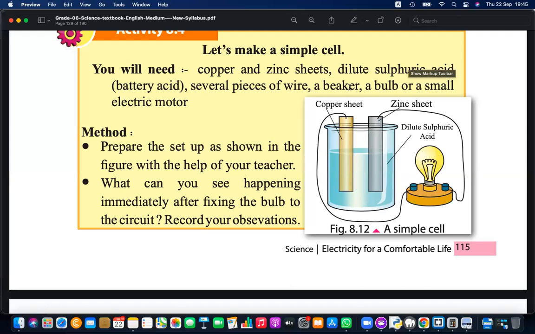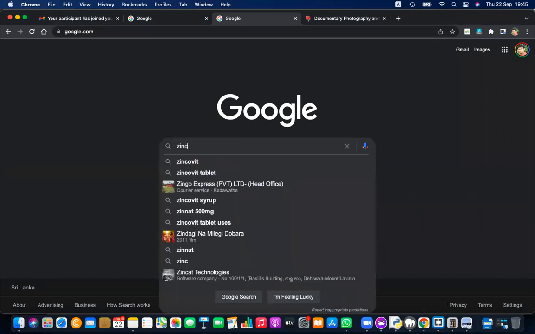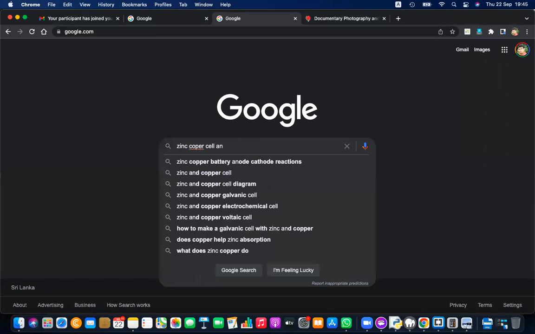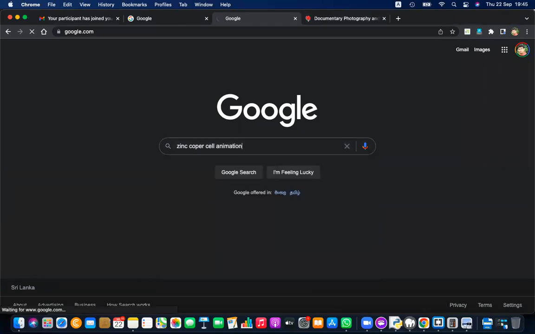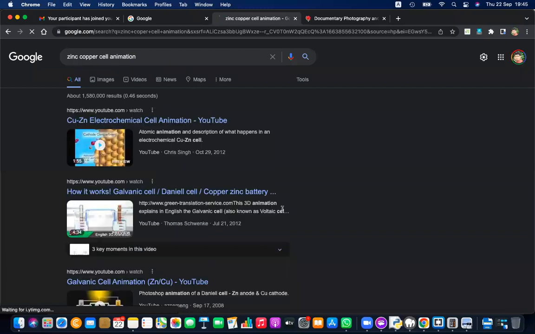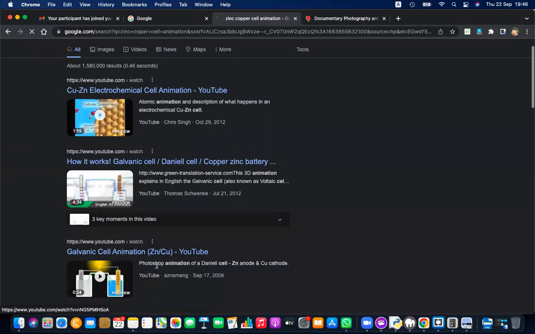So when zinc and copper sheets are there, what will happen? Actually, zinc will work. Let me show this quickly. Zinc copper cell animation. Right, so please understand the zinc copper cell animation. Okay, this is how it works.